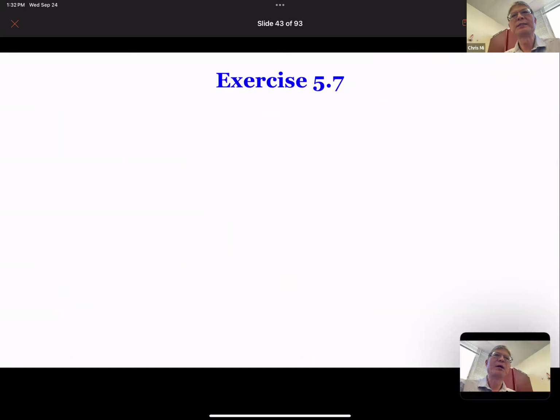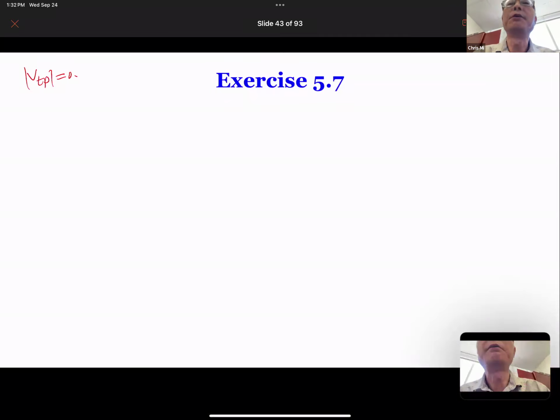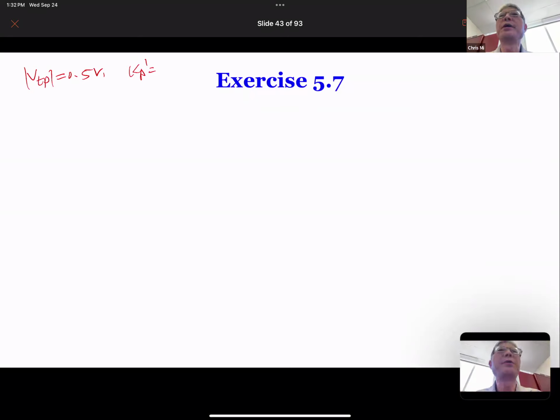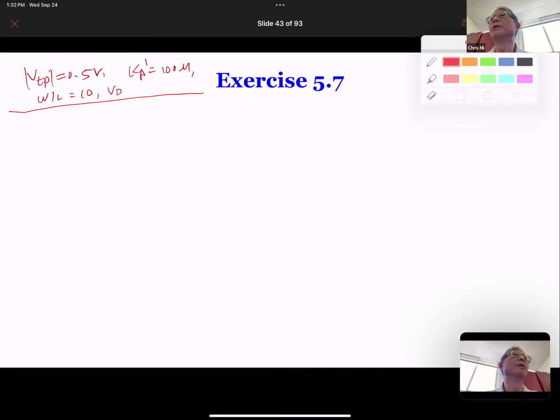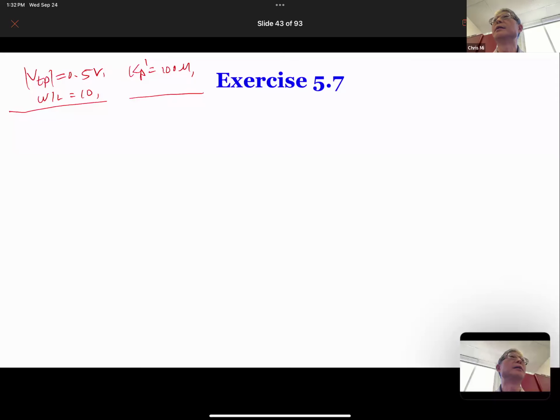So let's move on. I want to copy some of the numbers here. VTP is given at 0.5 volts, and Kp is given at 100 micro, and W over L is given at 10. So these are the given parameters. VD was not given. What was given was Vs at 1.8.